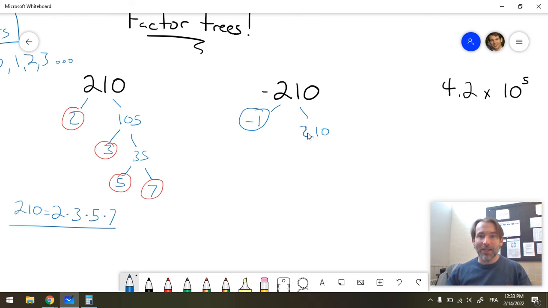All right. Now, I can break this one down even quicker. Watch. I notice that it's divisible by 10. Just take out your factor 10. This would be 21 times 10. And then I look at 10.